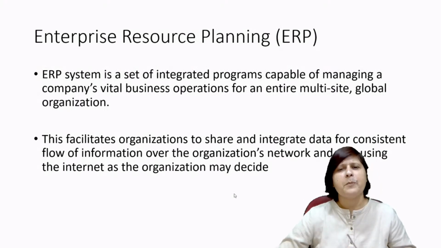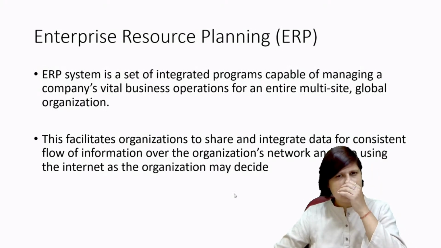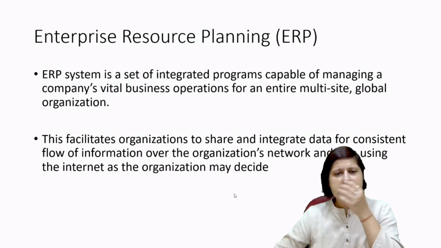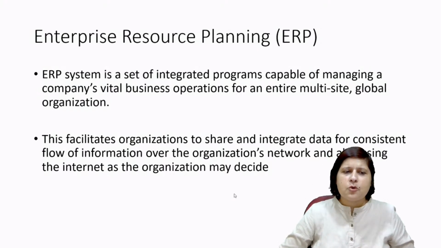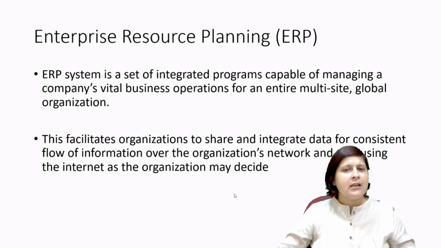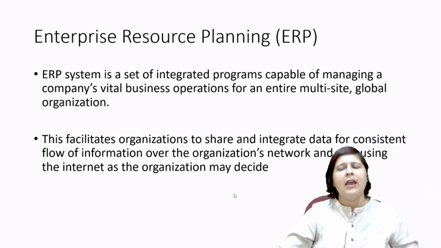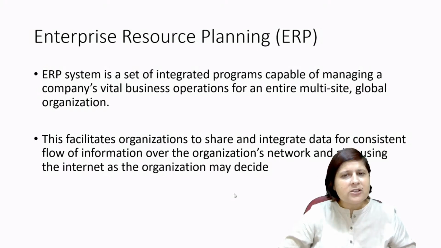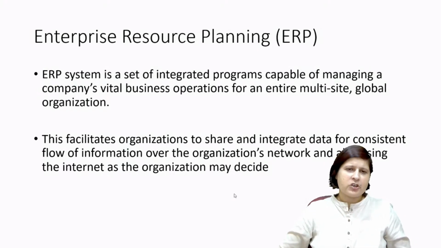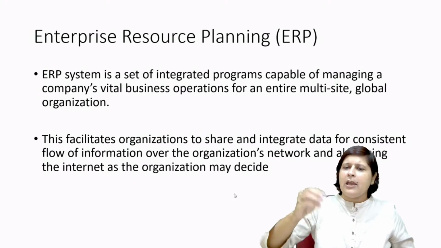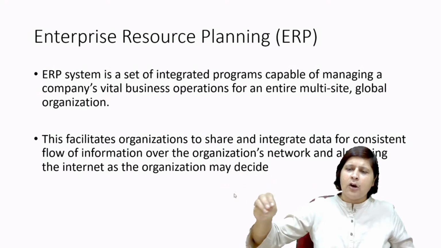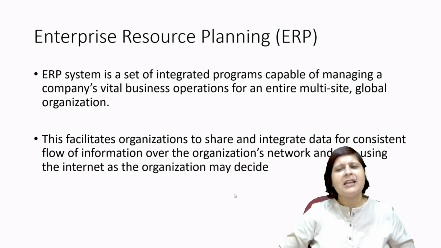Next is ERP. ERP is Enterprise Resource Planning. What is Enterprise Resource Planning? Enterprise Resource Planning System is a set of integrated programs. There are n number of programs which have been integrated into one, and ERP is capable of managing the company's vital business operations for an entire multi-site global organization. If I have n number of offices at various places, then ERP helps me out.